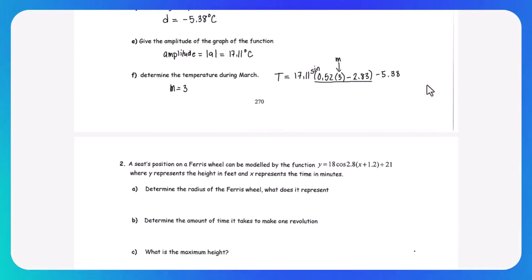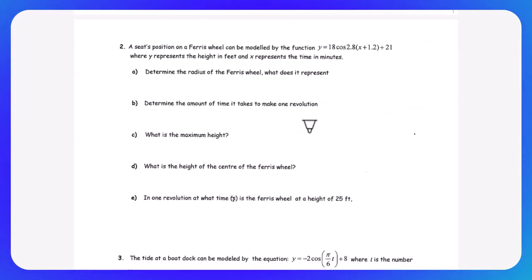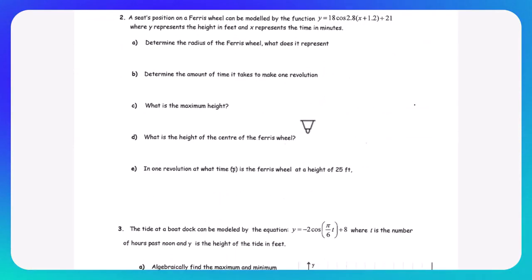So it's negative 21.7 degrees Celsius. So the temperature in March is minus 21.7 degrees Celsius. Kind of cold for March. Let's look at the next question.